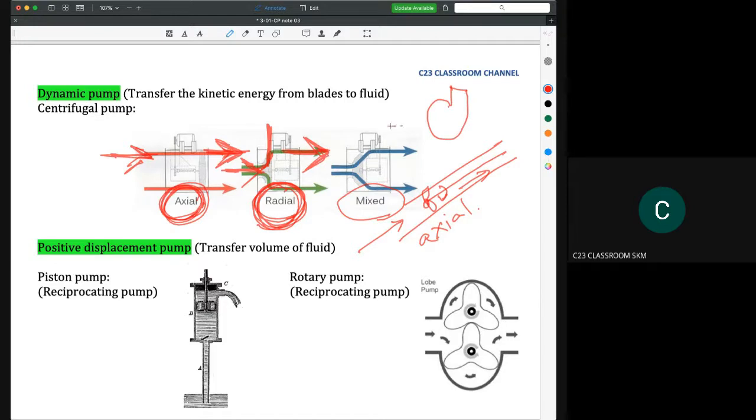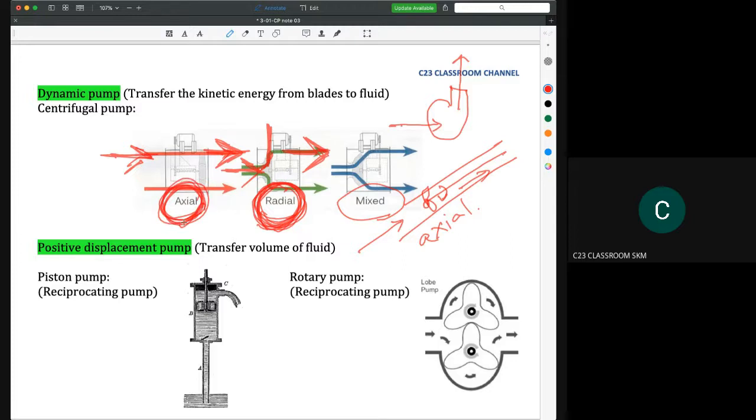The inlet flow will flow horizontally, but the output flow will flow vertically like this. We will see the details about the flow in the next slide. But the idea is if the inlet and outlet flow remain the same, it is called the axial pump. But if the outlet flow is changed by 90 degrees, we call it a radial pump. So these are the two common basic pumps.